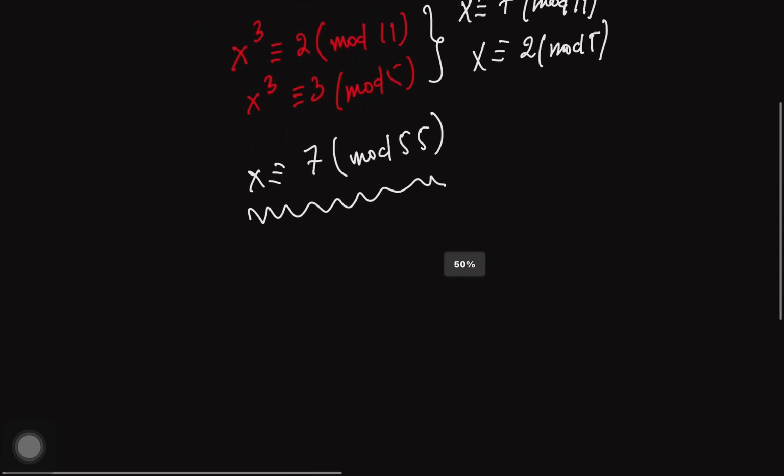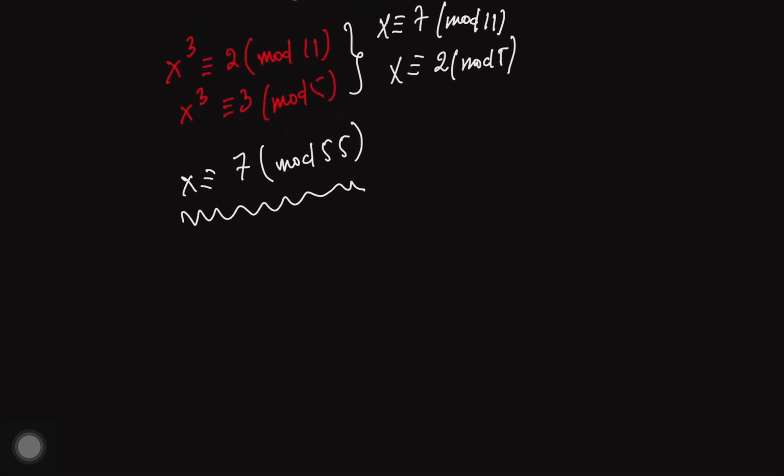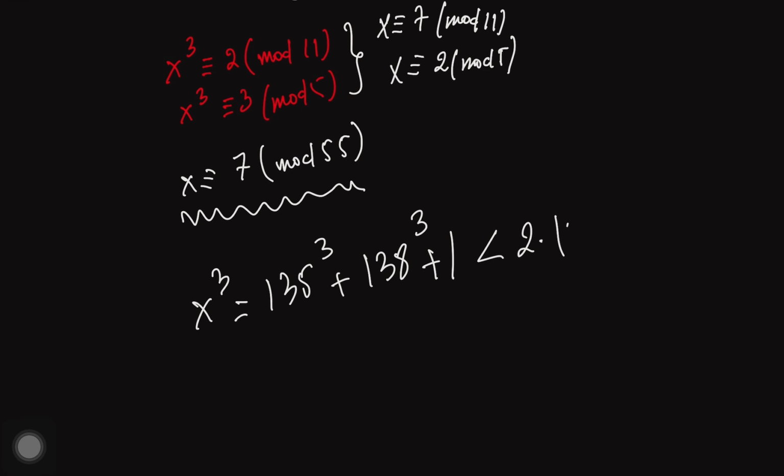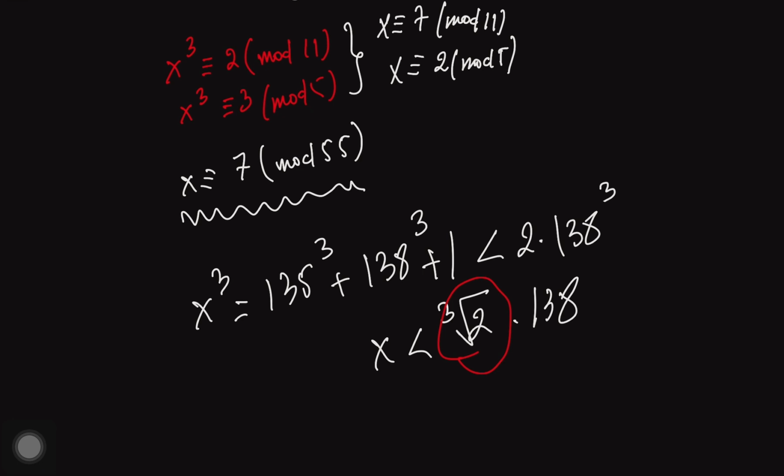Now what we want to do is try and bound x between two positive integers. So x to the power 3, which is equal to 135 to the power 3 plus 138 to the power 3 plus 1, is less than 2 times 138 to the power 3, which means that x would be less than the cubic root of 2 times 138. And this cubic root of 2, we have again to bound. We have to find something that cubic root of 2 is less than or equal to.